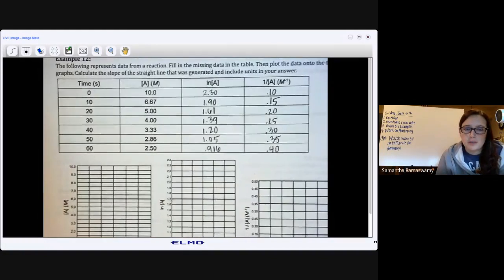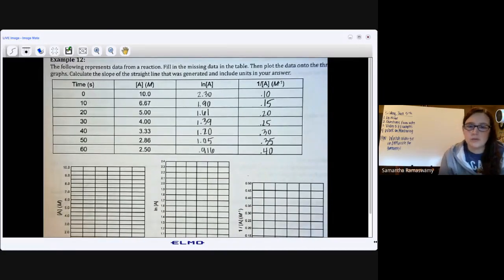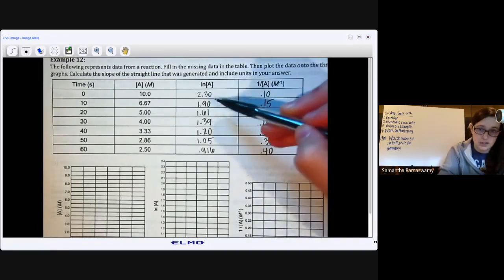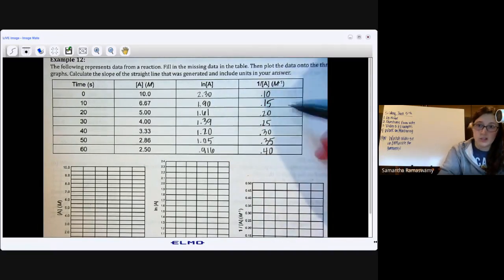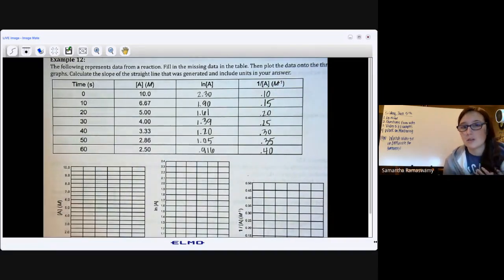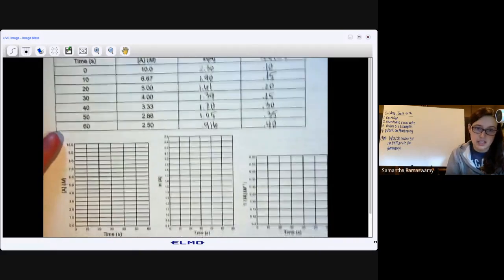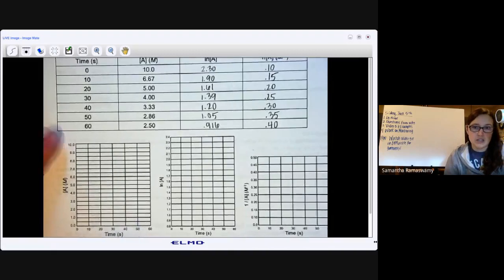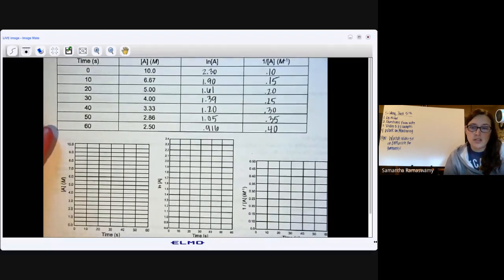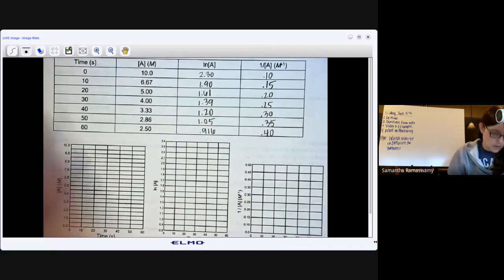So if you want to check your table with mine, I have mine filled in. So again, I just did ln of concentration, filled it in, 1 over concentration, filled it in. And now, could you do this on a computer? Yeah, but you can't do that on the AP test, right? This is what the AP test looked like. So you had to actually graph, and you'll notice that they gave you the scales to make it easier to graph. So once you have your table filled in, you can go ahead and graph everything as well.